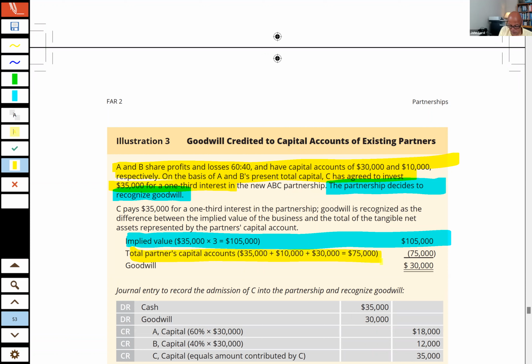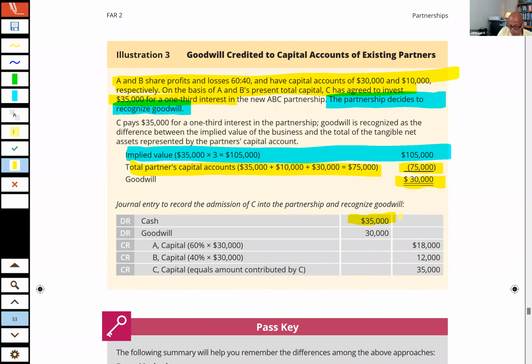But the actual contributed capital we're looking at here is 35 for C, 10,000 for B and 30,000 for A. They made the order a little confusing. That's a total of 75,000 that's been invested. So that difference is goodwill, okay? We bring in the cash of 35,000, and we record the goodwill of 30,000. Then we distribute that goodwill to the two respective existing partners. The idea being that they're the ones that created the goodwill that this guy's willing to pay for, this 35,000. Meanwhile, there's only 75,000 of equity in here. That goodwill must accrue to the existing partners. And then you just bring in C for whatever it is that they contributed.